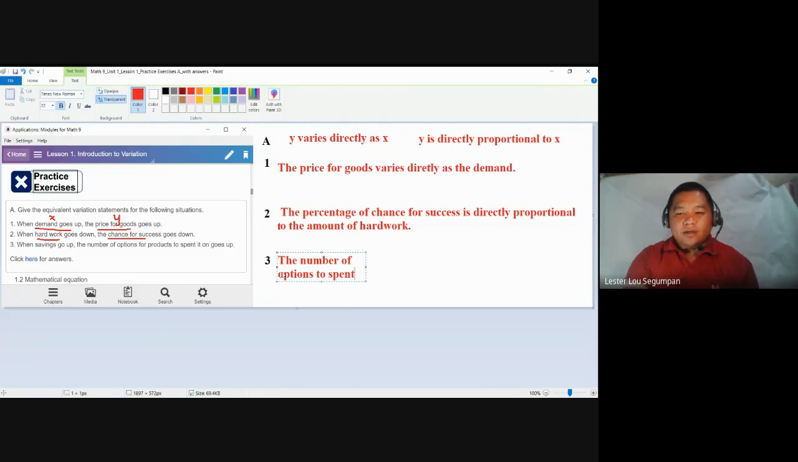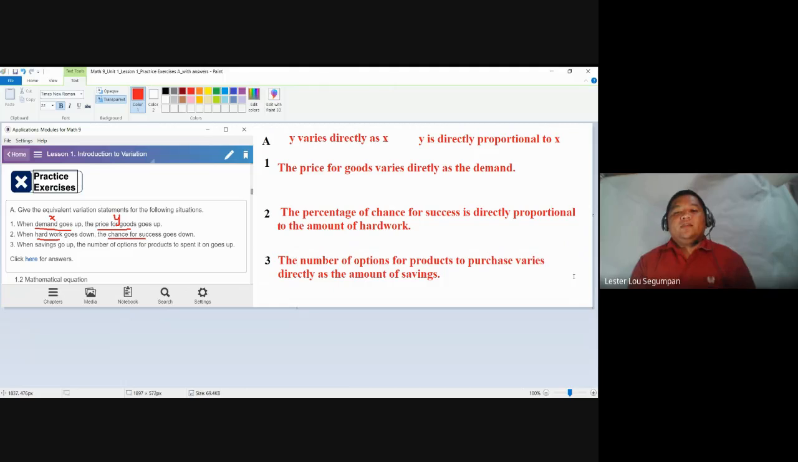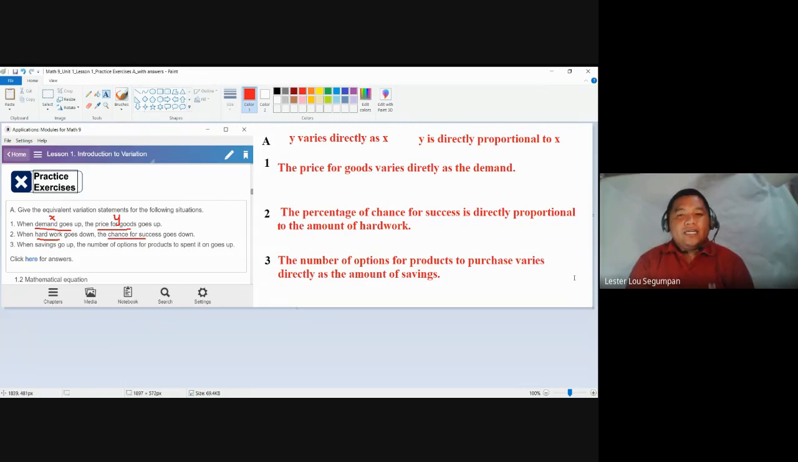Do you have your answers in your practice exercises? I might be using different words here. Don't worry. The number of options for products to purchase varies directly as the amount of savings. And this is how we make our variation statement.